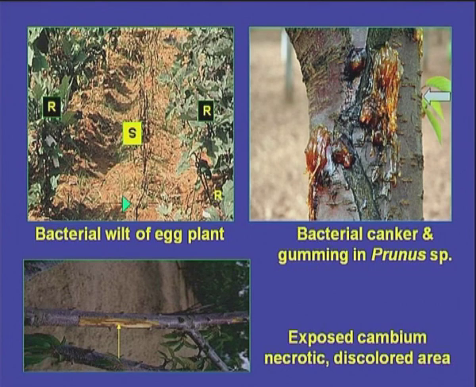In the second photograph, as you are seeing here, the bacterial canker is showing the gummosis or the gumming in Prunus species.